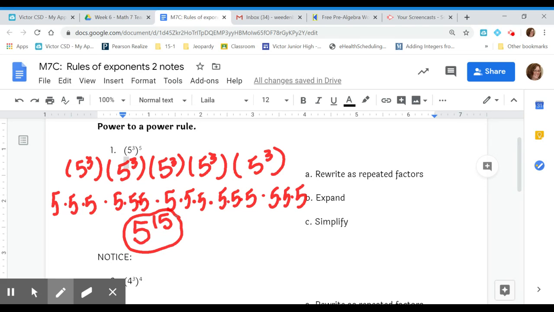Now I have written here on this note sheet something that we can notice. What we're looking for is how can we go from our original expression, 5 to the third to the fifth power, all the way down here to 5 to the 15th without doing all of this expanding. So I want you to pause it for a minute and see if you can figure out a way to skip all of that writing.